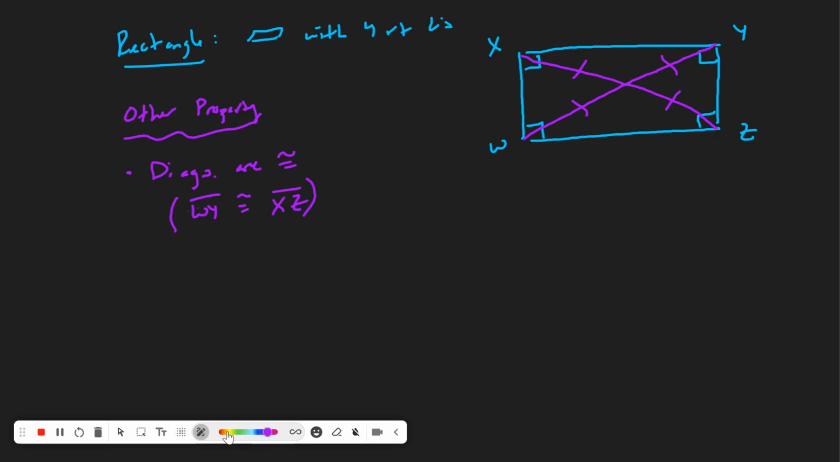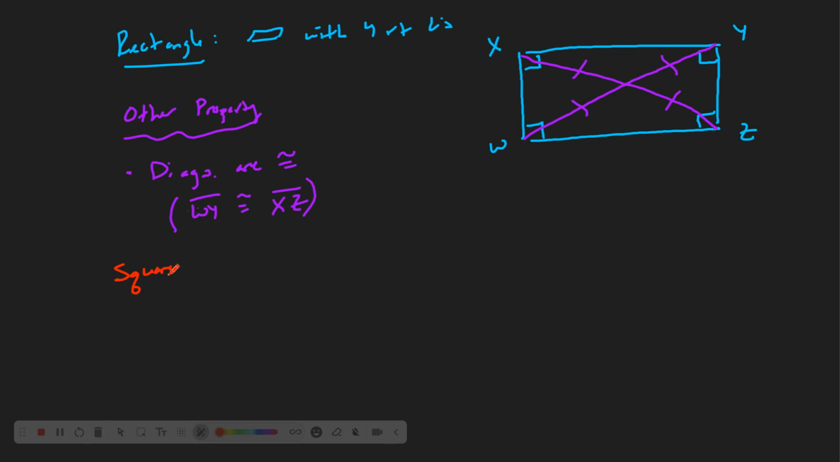Okay, and I'm going to fit the last one down here. That last one is going to be a square. So a square is a parallelogram with 4 congruent sides and 4 right angles. We can characterize this square, if you remember from the first lesson in this unit, as a regular figure. Because you have all sides congruent, all angles congruent, right?